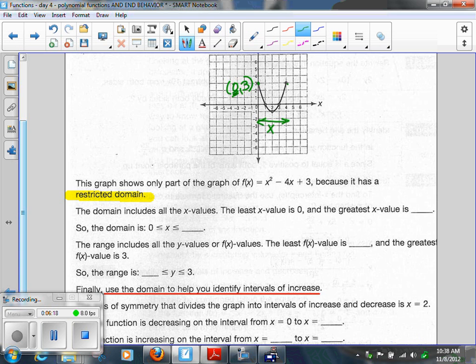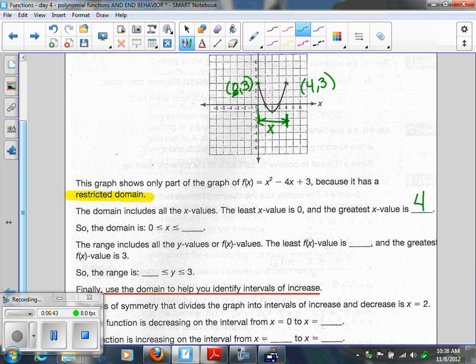Because I need to physically see where my x's go from left to right. My greatest x value is, of course, 4. If you needed to plot that point, then you would plot that ordered pair 4, 3. Do you guys agree with that? Okay, making sense so far?